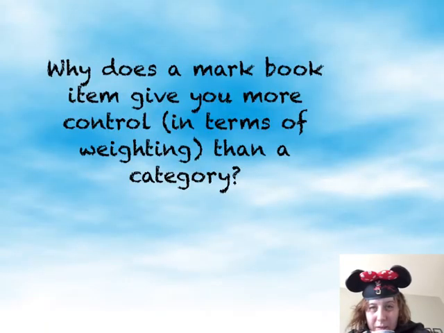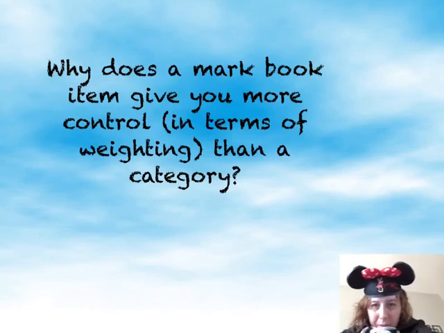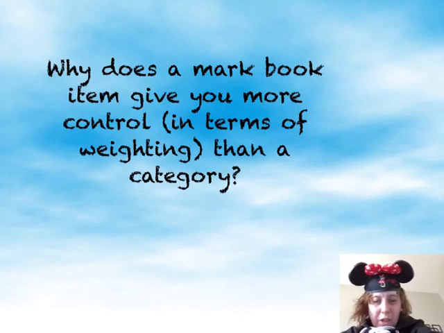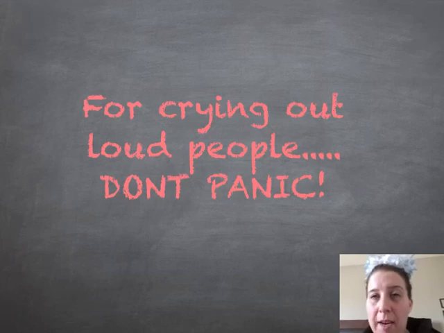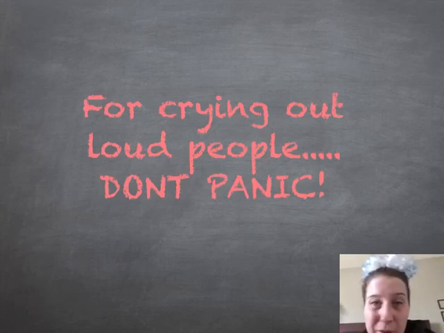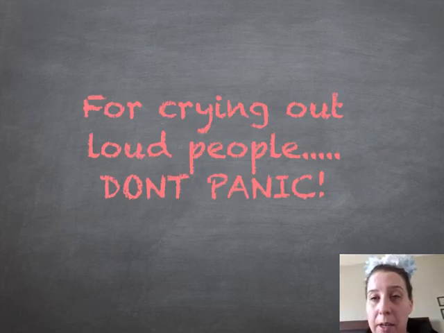Your second question of the lesson is, why does a markbook item give you more control in terms of weighting than a category? Again, this is what I just answered in the last slide. If you want to give it your best shot, this will be attached to your first and third question that you hand in on the 20th. For crying out loud, people, don't panic. If you need help with this, I can help you on the 20th to look at what you have. If you don't understand the math of what's just happened, I'll help you out on the 20th for sure.